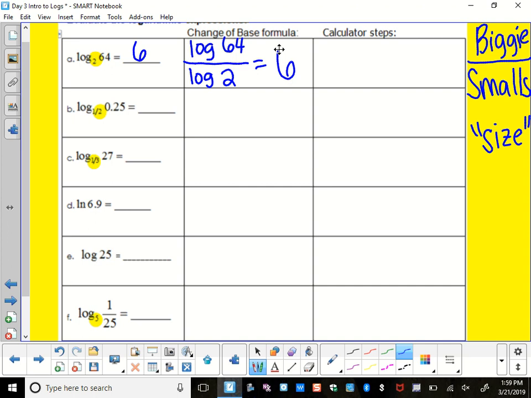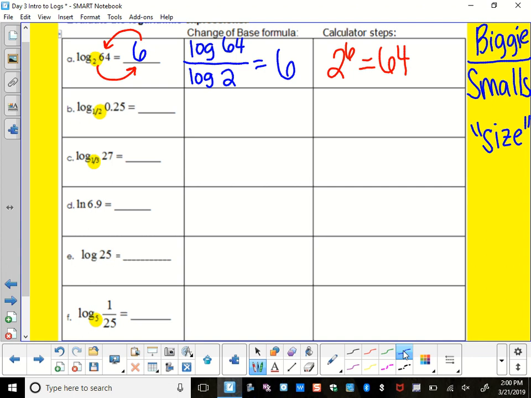That last column says calculator steps. We don't really need it for our answer, but we're just going to practice our spin cycle more. If I rewrote this, I would have 2 to the power of what? What's my exponent? 6 would equal 64. Same thing. Okay, so we don't need it for change of base. We don't need to do that for our answer, but we're just getting extra practice.